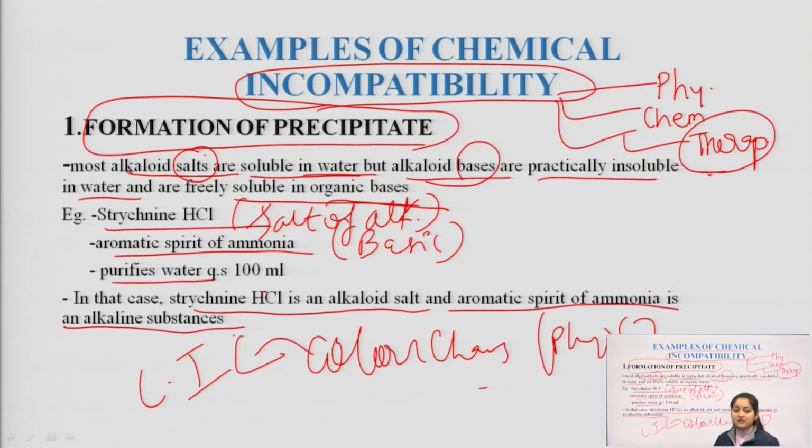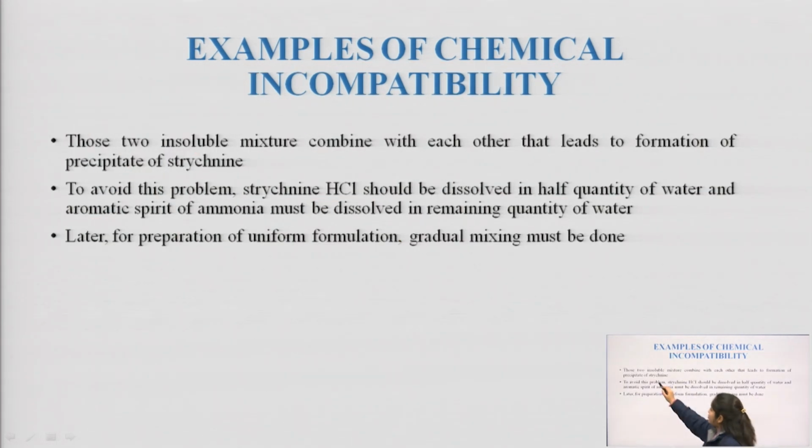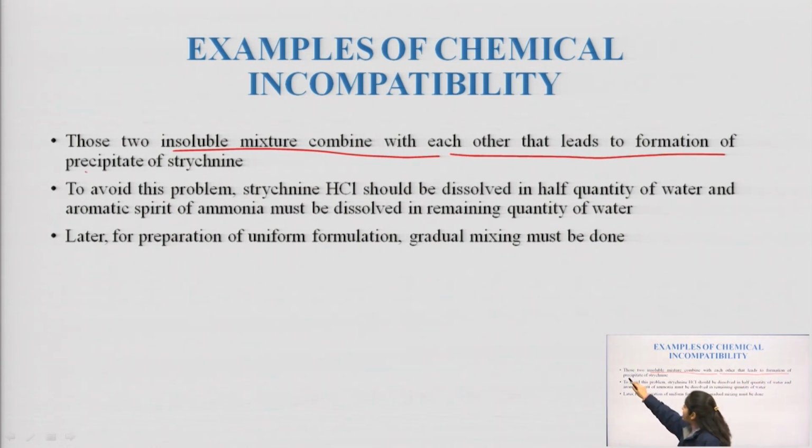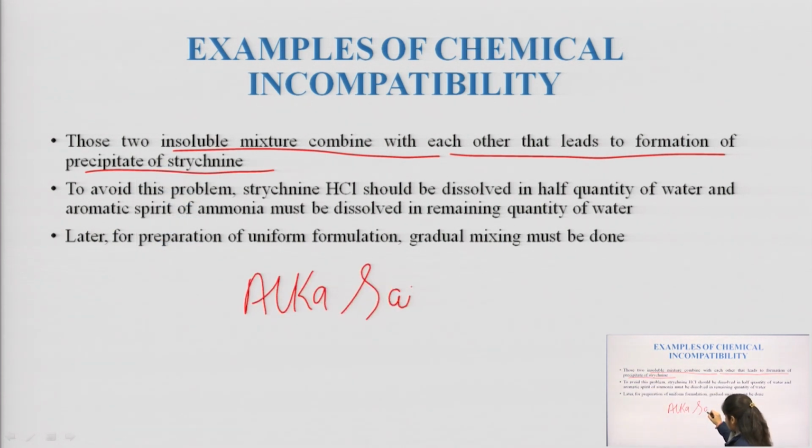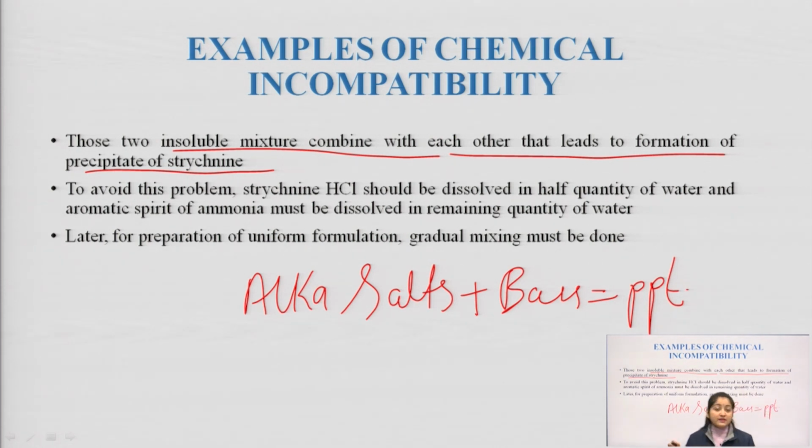So, whenever these 2 substances are mixed, there is a formation of precipitate, and formation of precipitate is a completely undesirable effect which is going to decrease the activity of our formulation, or sometimes it is going to produce a toxic effect which is completely undesirable in our formulation. So, let us see how this incompatibility can be reversed or treated. These 2 insoluble mixtures combine with each other, which leads to the formation of precipitate of strychnine. Just now I said in the previous slide that when we are mixing alkaloidal salts and bases with each other, they form precipitate, and this formation of precipitate is never a desirable phenomenon.